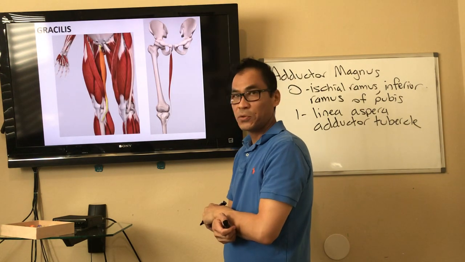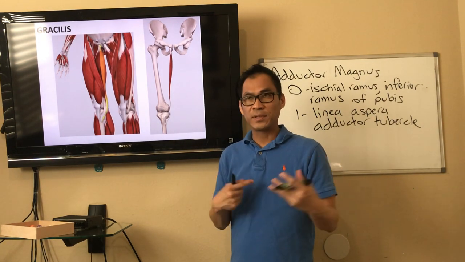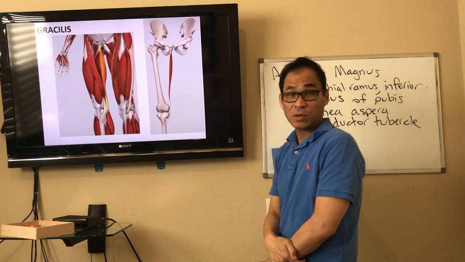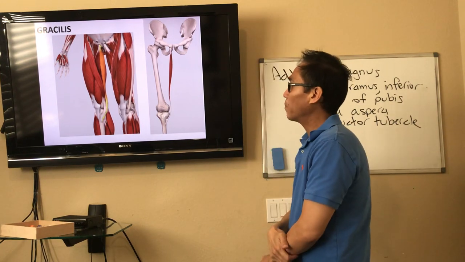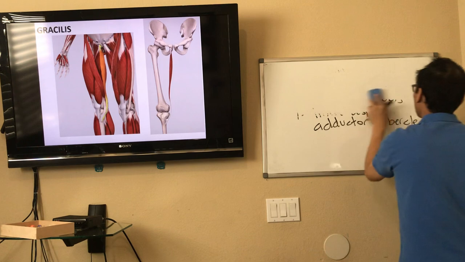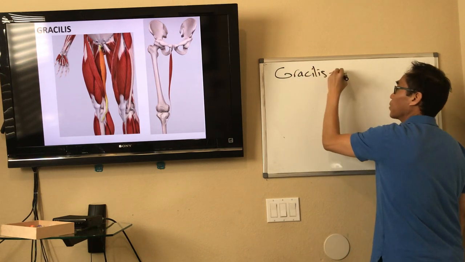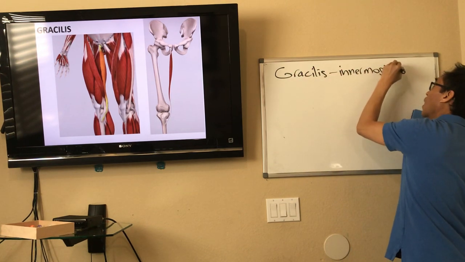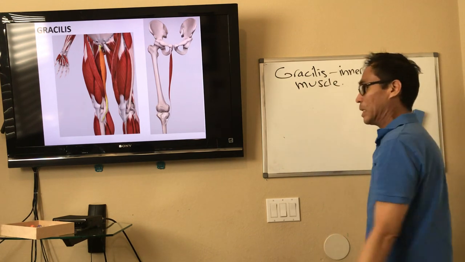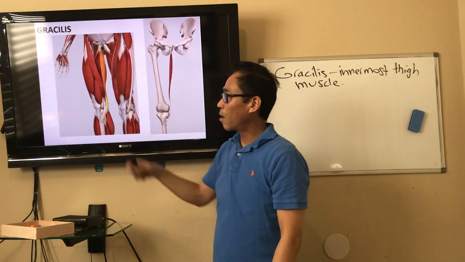Moving on from adductor magnus to gracilis. Graceful, it's a very slender muscle. That's why it's called gracilis, which means graceful, slender, slight. It's your innermost thigh muscle. It's not a very big, powerful muscle. A lot of times it's used for a tendon graft, actually. But there it is, gracilis, your innermost thigh muscle. So basically I'm saying it's the most medial muscle of the medial thigh. There it is right there, highlighted with all the other muscles.